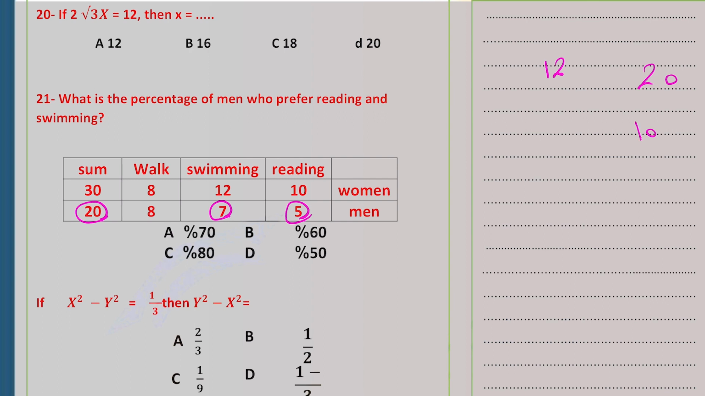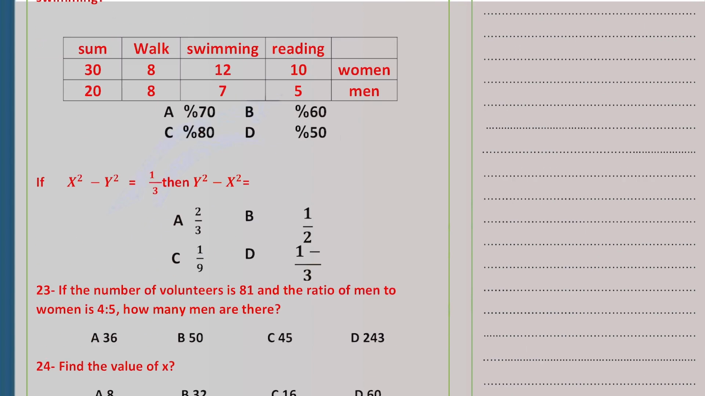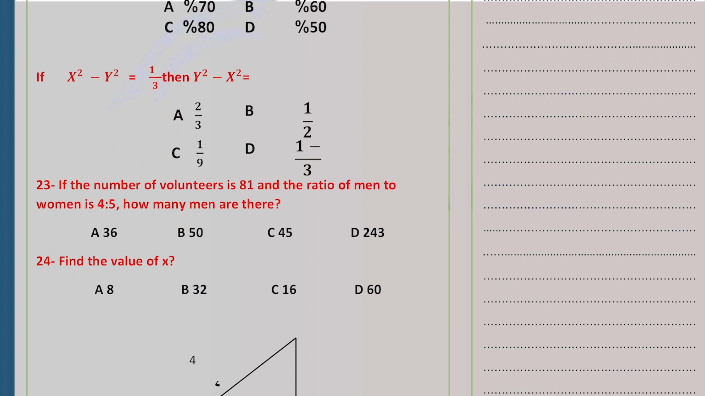Always the percent will be 100, and we need to find how many percent. I can use cross multiplication. 20 will be down, 12 times 100 will be up. Cancel 0 and 0, divided by 1, divided by 6. 6 times 10, 60%. Question number 22. If x squared minus y squared equals 1/3, so y squared minus x squared, we only change the order, it will be negative 1/3.